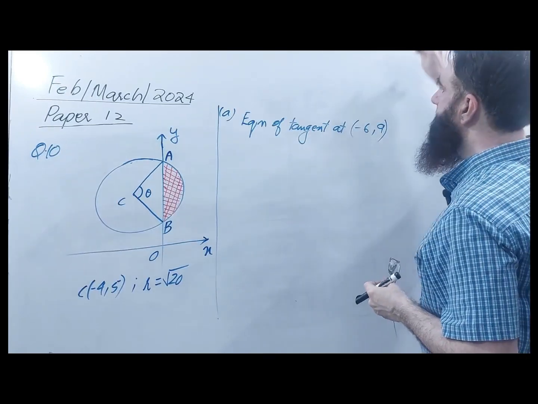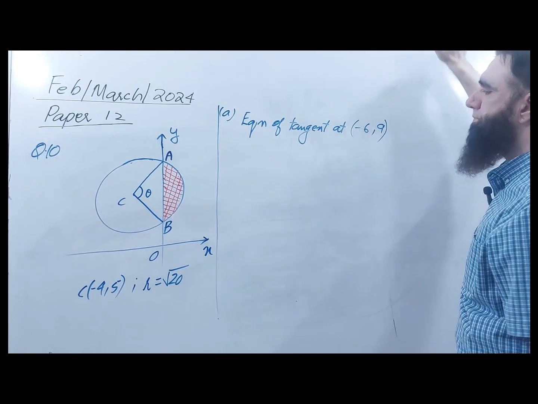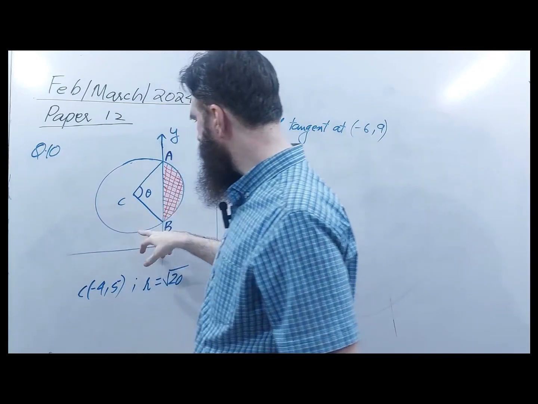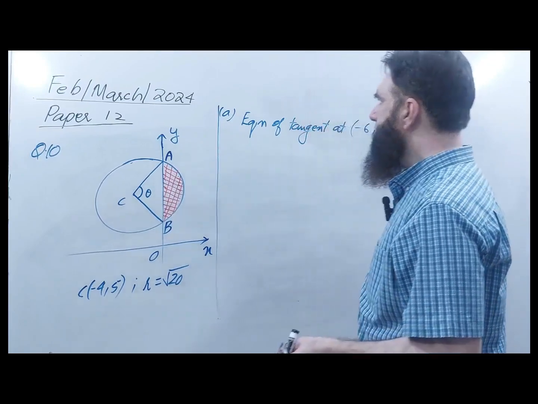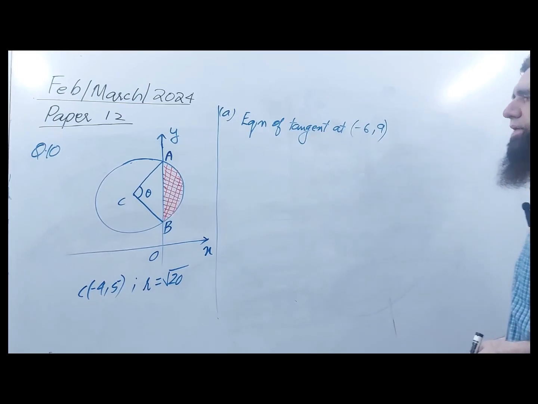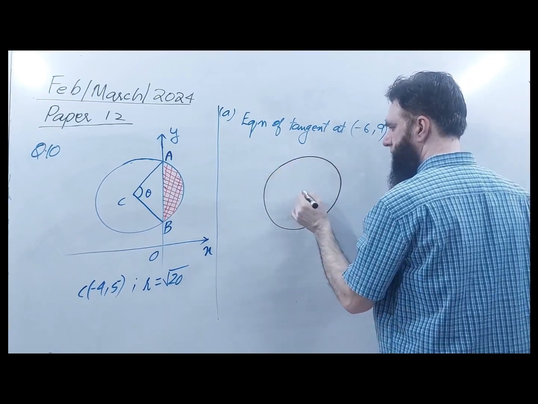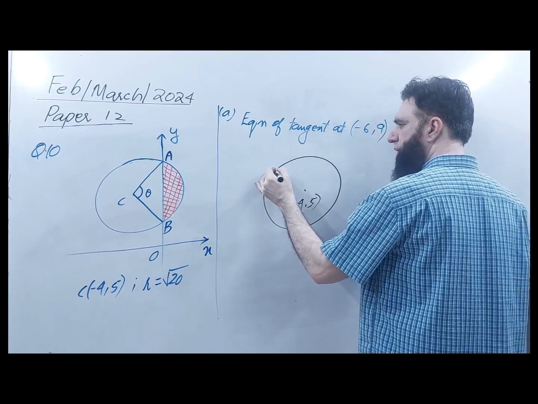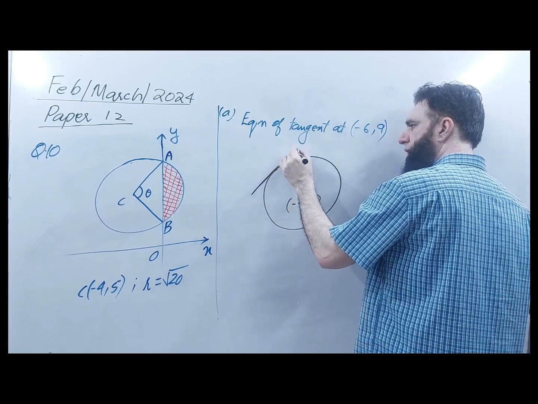In question number 10, we have been given this circle, and you can read the question from the description. This is a circle, its center is (-4, 5), and the radius is root 20. You are asked in part A to find the equation of the tangent at (-6, 9). If I draw this circle roughly, let's say this point is (-4, 5), and (-6, 9) is somewhere here. This is the tangent. We are looking for the equation of the tangent.